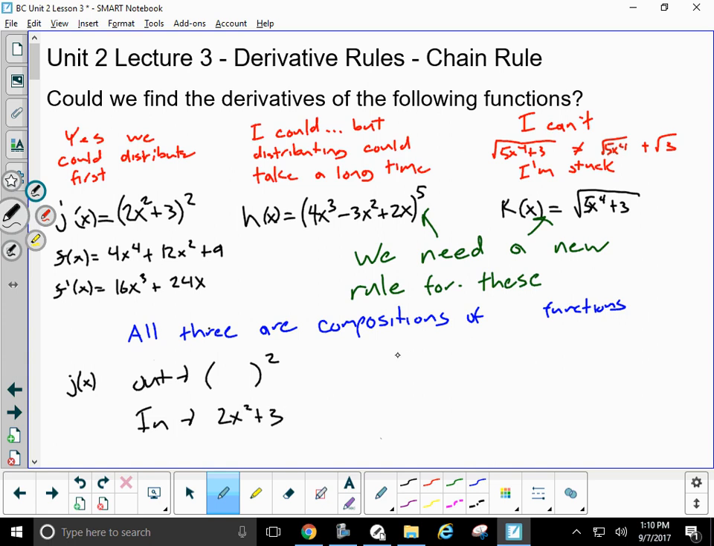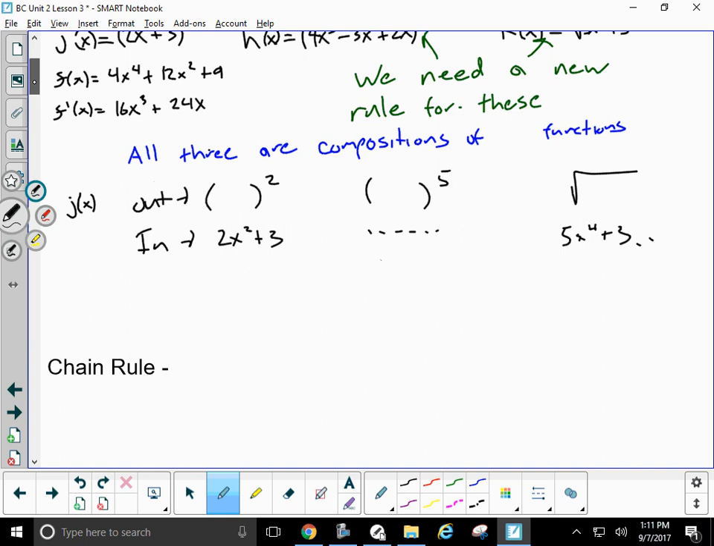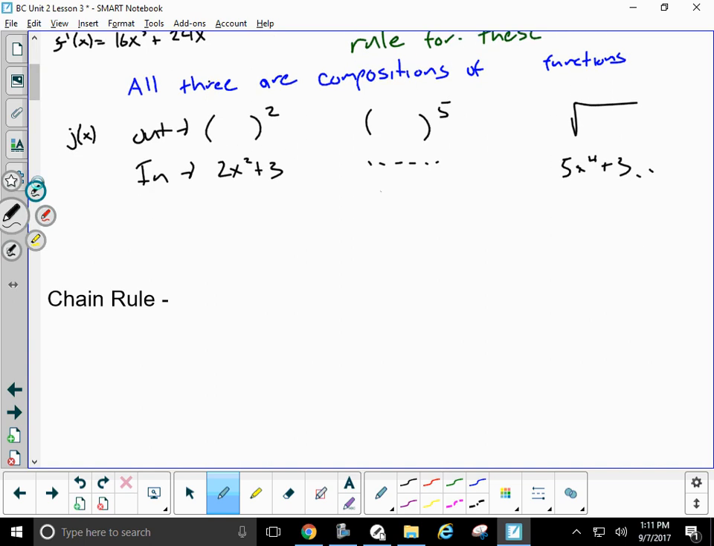Okay, the h has stuff being taken to the 5th power, and then we have all the stuff inside of that. The k has the square root on the outside, and then the stuff on the inside. Okay, now we need a way to be able to take the derivative of these compositions. Okay, and this is where we have the chain rule. So we're going to be taking the derivative of a composition. I'm going to say it's f as the outside and g as the inside.